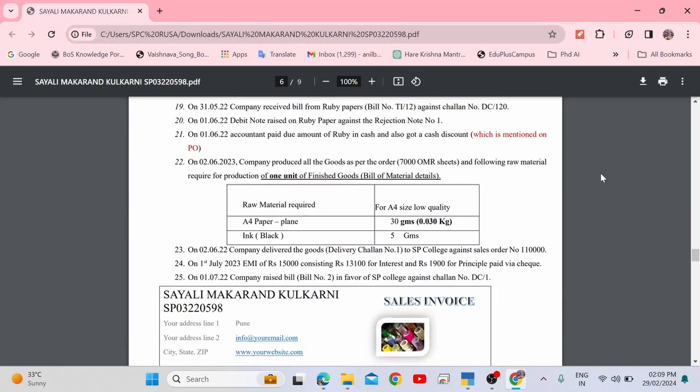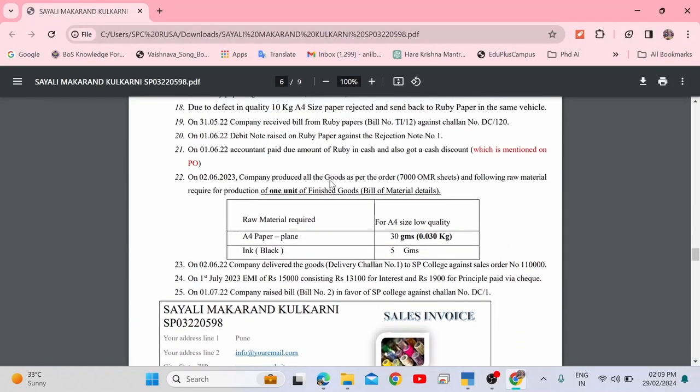Then next after this, what they are saying: on the 22nd, on the 2nd June, the company produces all the goods as per the order. You are now here producing.